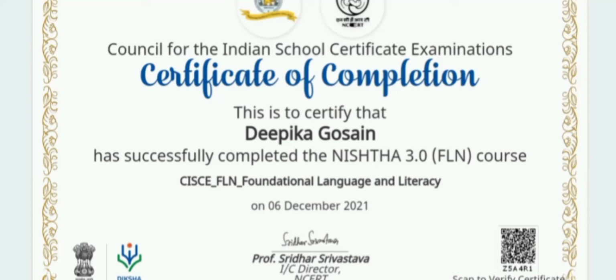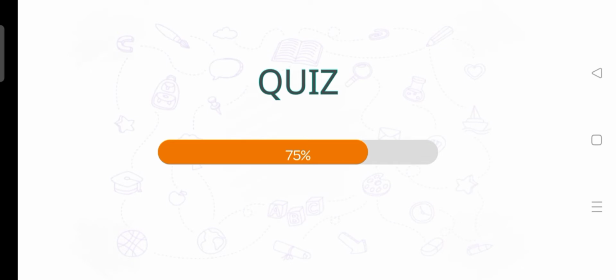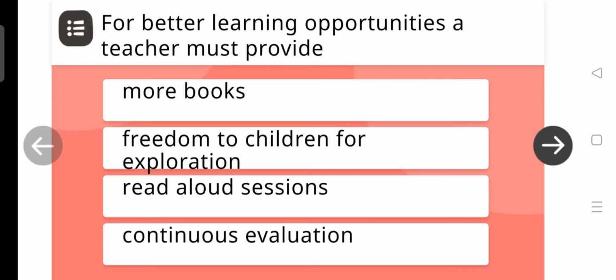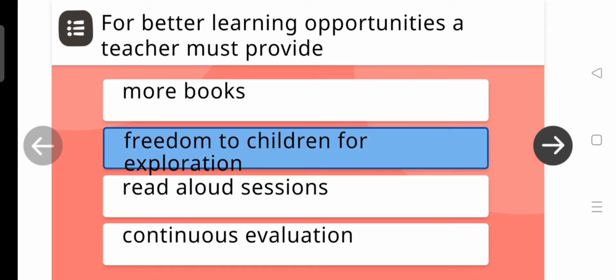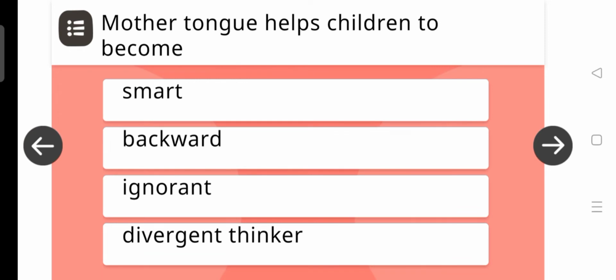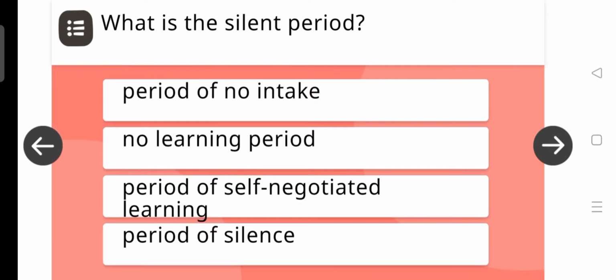Today we are solving foundational language and literacy quiz. For better learning opportunities, a teacher must provide freedom to children for exploration. Mother tongue helps children to become divergent thinker. What is the silent period? Period of self-negotiated learning.